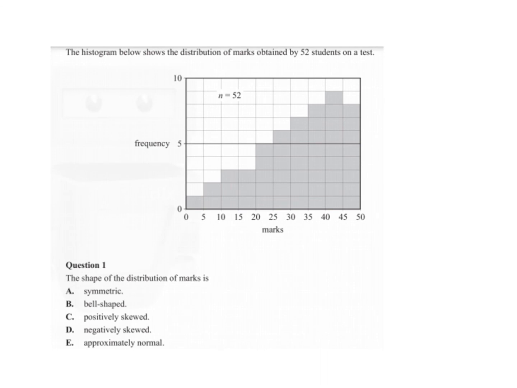What is the shape of this distribution? You can see we have the tail at the start this time, and then it gets up big, and that is just negative skewed.